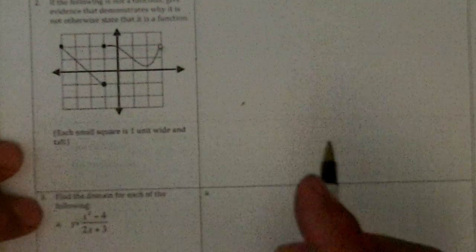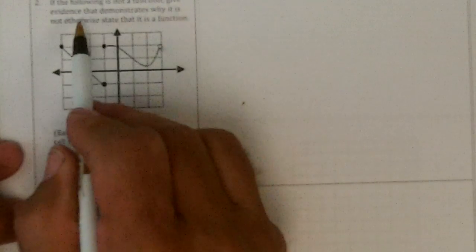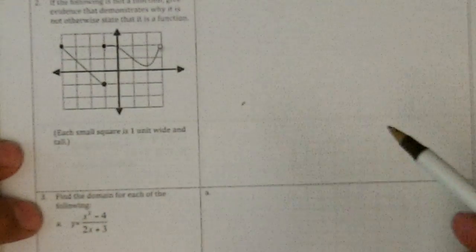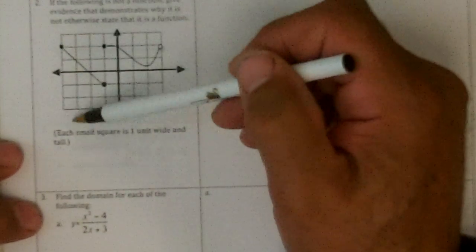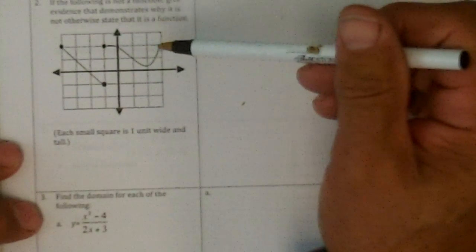All right, number 2. If the following is not a function, give evidence that demonstrates why it is not, otherwise state that it is a function. Well, to be a function, it has to pass the vertical line test. The vertical line can't hit the function more than once.